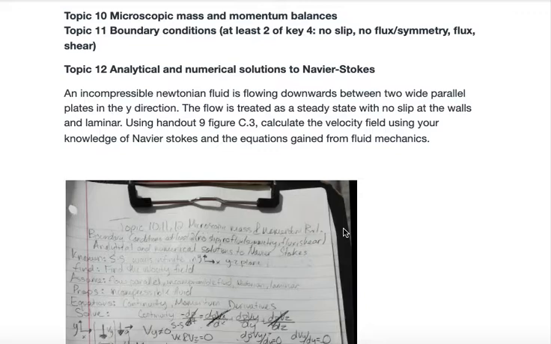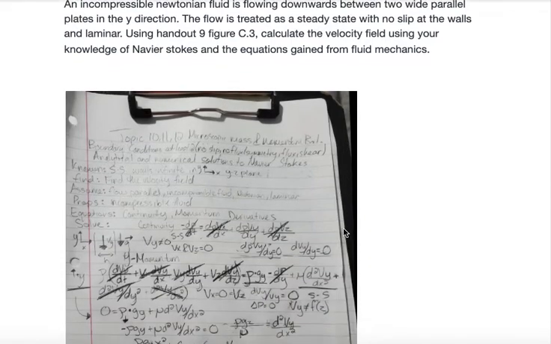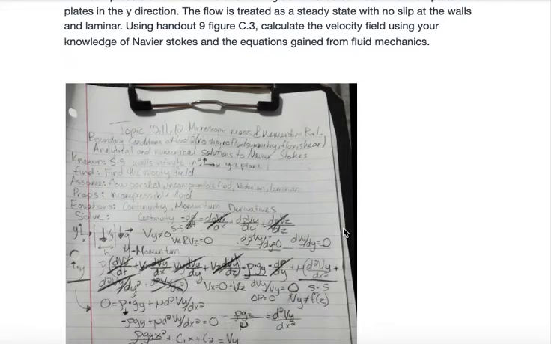Lastly, a problem consists of an incompressible Newtonian fluid which is flowing downwards between two wide parallel plates in the y direction. The flow is treated as steady state with no slip at the walls and laminar. Using handout 9, figure C3, calculate the velocity field using your knowledge of Navier-Stokes and equations gained from fluid mechanics. Right away, it mentions Navier-Stokes, so I'm assuming this is Navier-Stokes boundary conditions and microscopic mass and momentum balances.